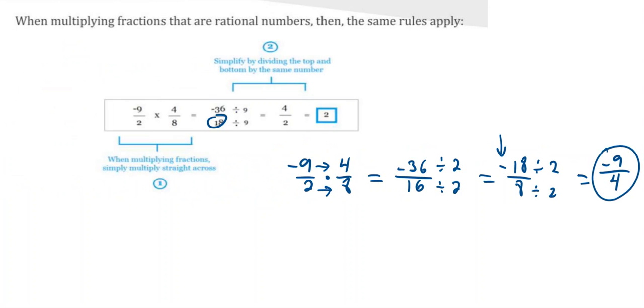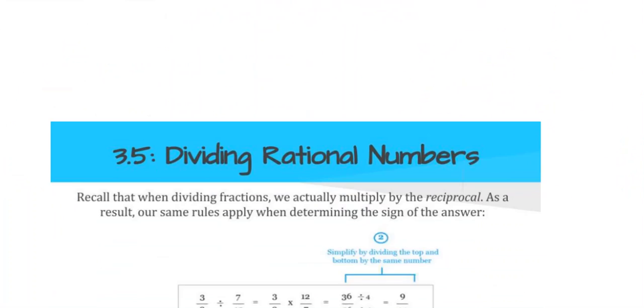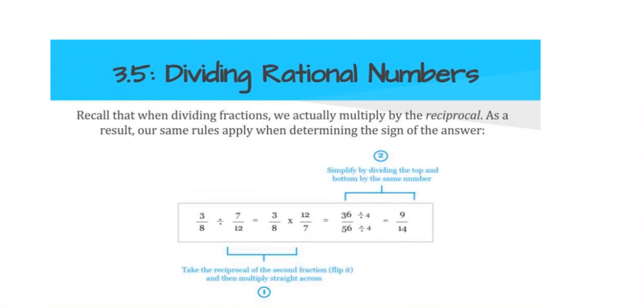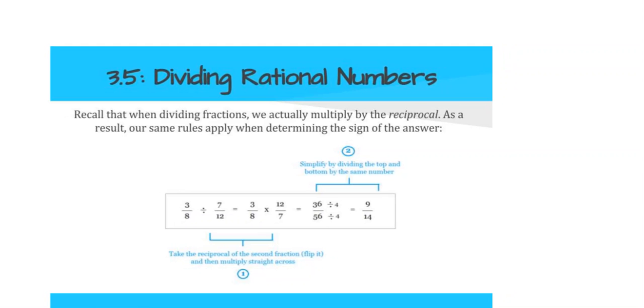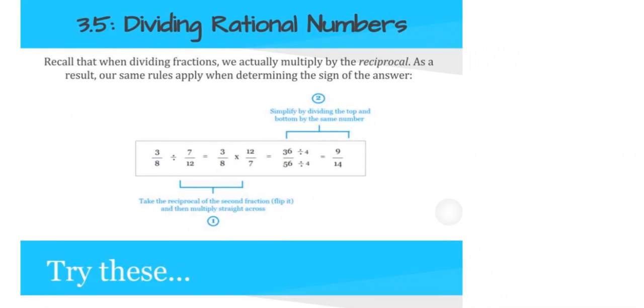All right, moving on. Dividing rational numbers. So dividing is actually almost as easy as multiplying with the straight across method. So here, I'll do this example step by step too. So if we have 3 over 8 divided by 7 over 12.